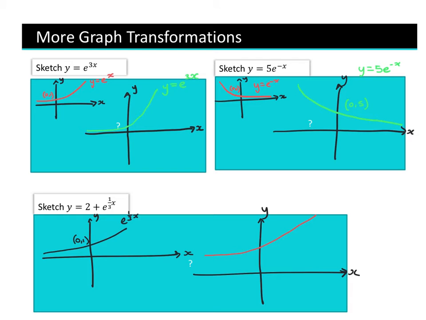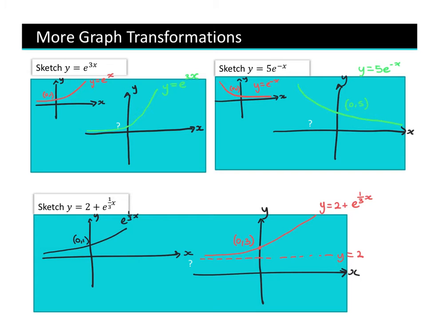So when I draw this, it's going to look like this, and then we're going to have an asymptote on the line y equals 2. Our y-intercept is going to be 0, 3, and this is the graph of y equals 2 plus e to the power of a third x. Okay?